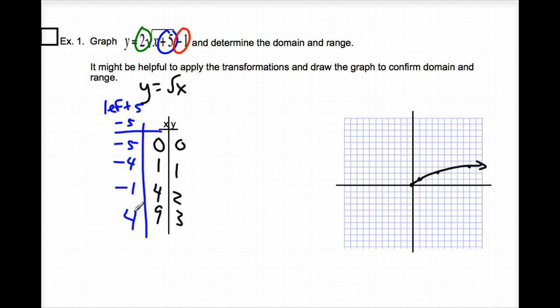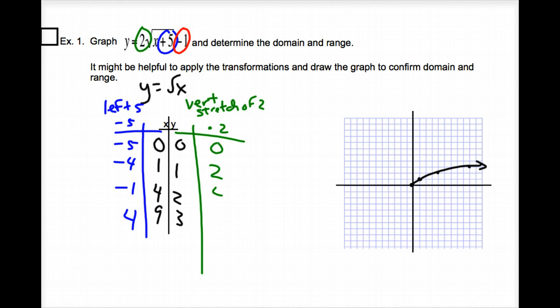Now the 2 and the minus 1 up there affect the y, because the 2, I don't remember, is a vertical stretch. The minus 1 at the end just tells you to go 1 down. It's important to follow the order of operations in that you need to do that vertical stretch first. So I've got a vertical stretch of 2, and that just tells me to multiply my y's by 2. So my new y's are 0, 2, 2 times 2 is 4, 3 times 2 is 6.